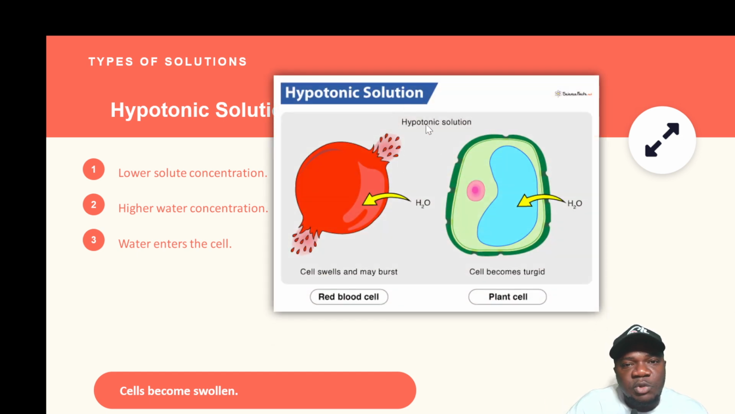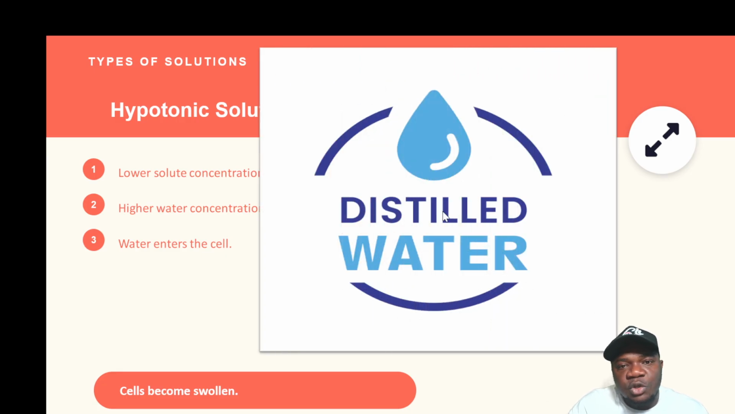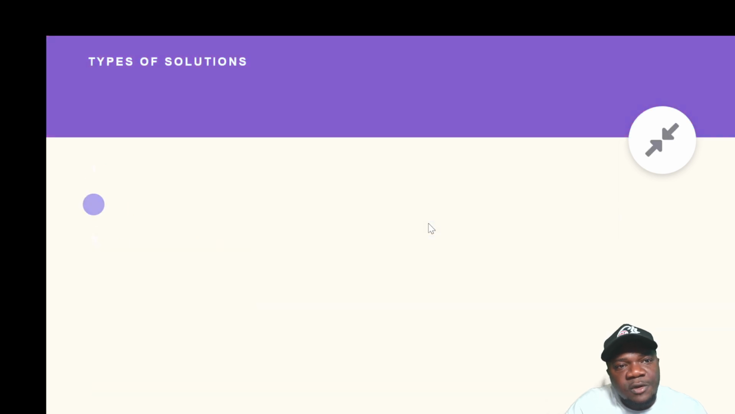So you can see this picture here. In this hypotonic solution, if a lot of water gets into the red blood cells, what happens? They tend to become swollen. And if it keeps getting swollen, what happens? It can burst. Even the vacuole can become highly turgid. When it becomes turgid, it means it's filled with water. For example, distilled water is a good example of a hypotonic solution.